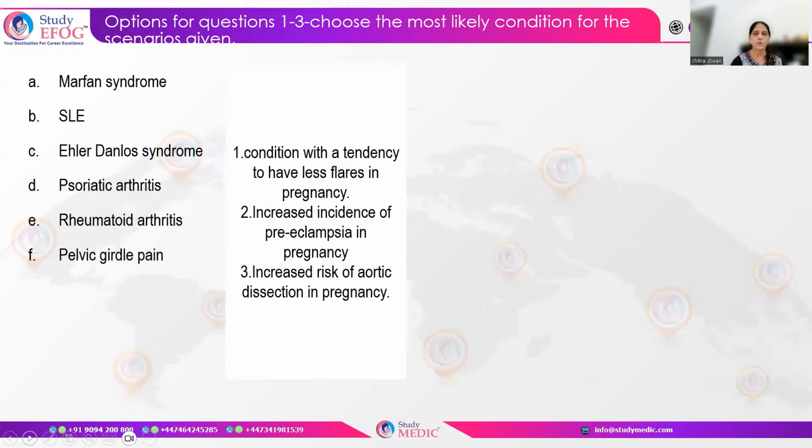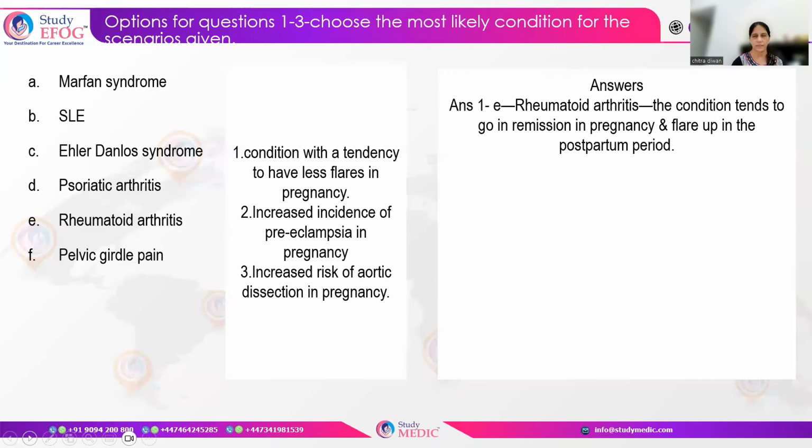Now, let us see a few clinical syndromes, and what could be the likely diagnosis. In the options, you have Marfan syndrome, SLE, Ehlers-Danlos syndrome, psoriatic arthritis, rheumatoid arthritis, and pelvic girdle pain. Now, which is this condition which has a tendency to have less flares in pregnancy? Remember the immunology that we talked about? Less flares in pregnancy, it has to be rheumatoid arthritis. It goes in remission in pregnancy and it flares up in the postpartum period.